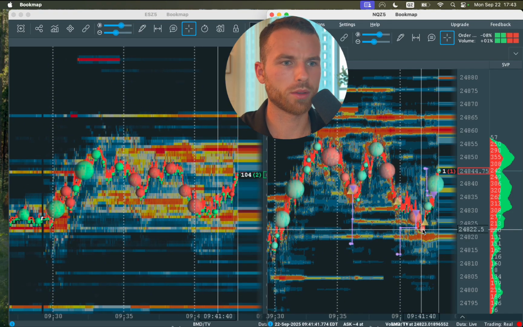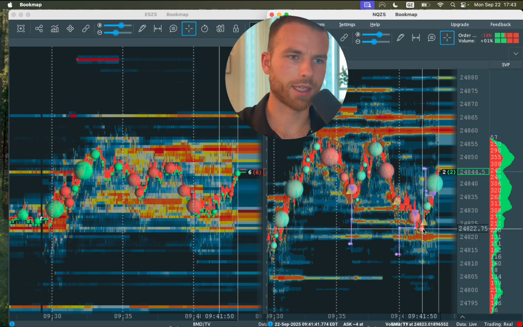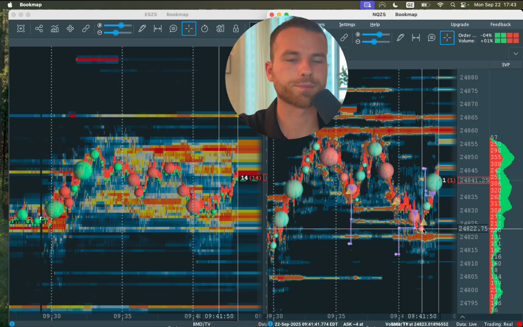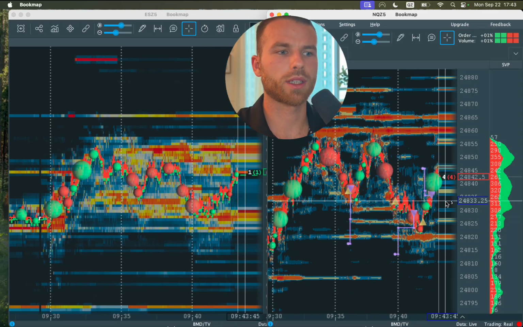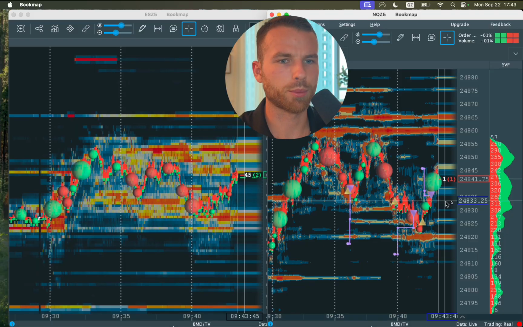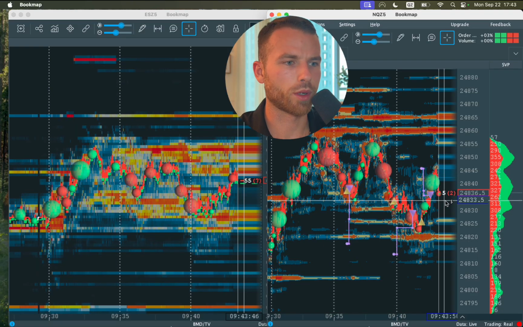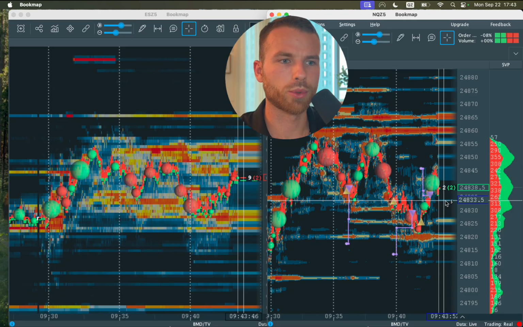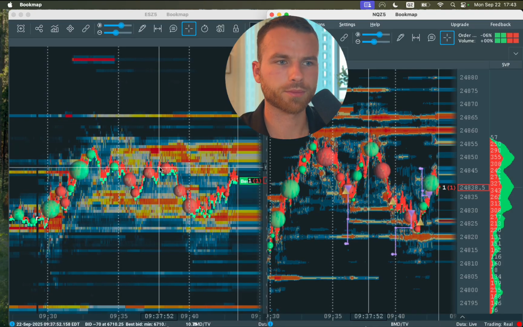We are now slightly profitable, a couple hundred dollars most likely. Maybe like 20 ticks in the green overall. Lost some here and then had a good trade here. So now, like I said, slightly profitable. We have about a 50% win rate right now, so definitely got to improve on that. Got to make some more good trades.